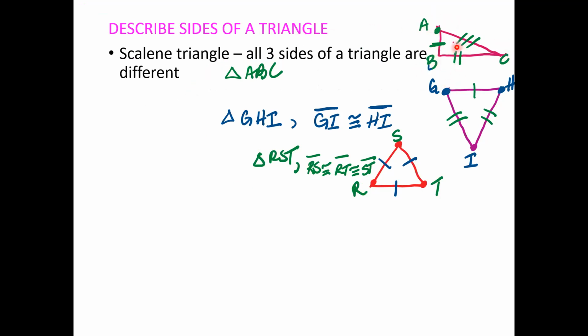This is scalene because this side is 1 tick mark, this side is 2 tick marks, this last side is 3 tick marks. That means all three sides are 3 different lengths, okay? If you have the same type of tick marks, it means they're congruent. But in this case, all three sides are different. If two sides are the same, what is that called? Starts with the I.